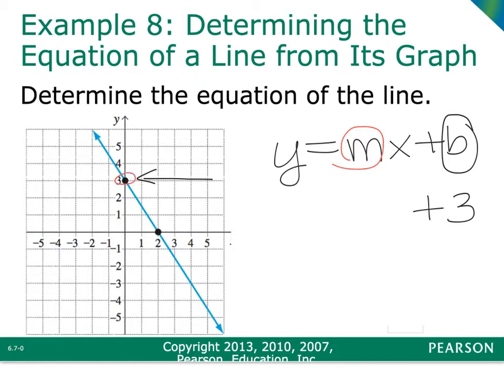In order to find my slope, I'm going to use the rise over the run. Now start with the point that's on the left and work your way to the point that's on the right. In order to make it from the left to the right, I have to go down 3 units and right 2 units. That means my slope is going to be negative 3 over 2. Don't forget your x. So your equation is y equals negative 3 over 2x plus 3.